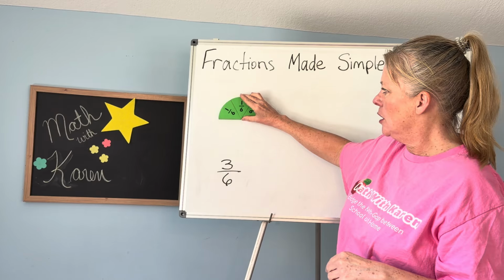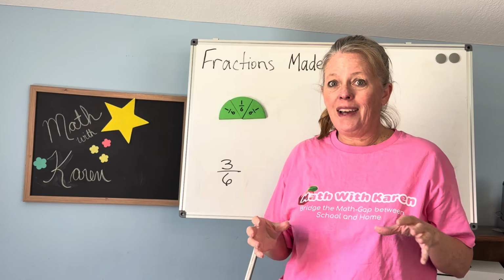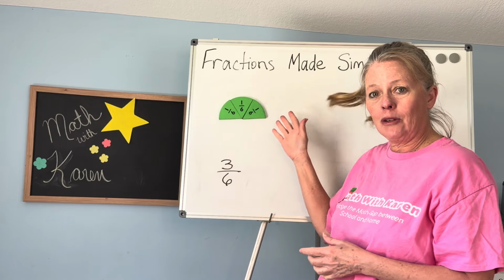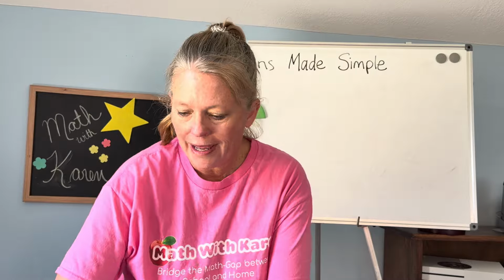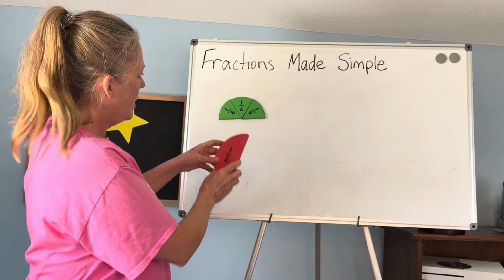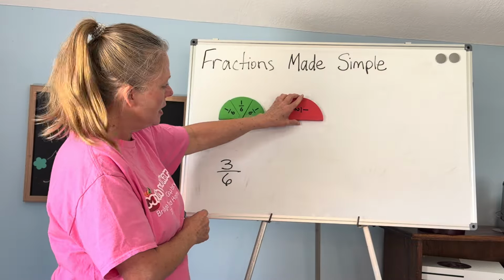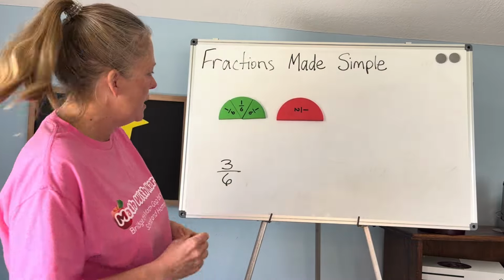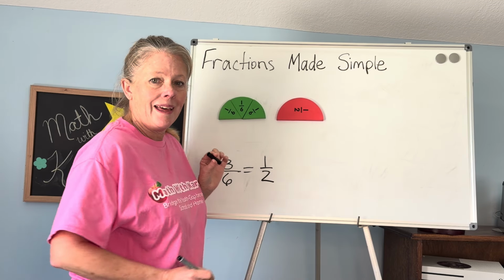When you look at this, you could probably already visualize that it looks like 1/2 of a circle. And yes, you would be correct. 3/6 is equivalent to 1/2. If I was to put 1/2 up here, you can see that it is the same amount. So we can say that 3/6 in its simplest form is 1/2.